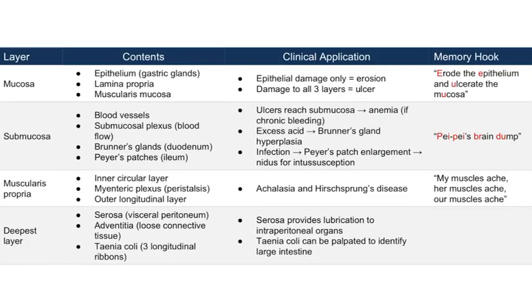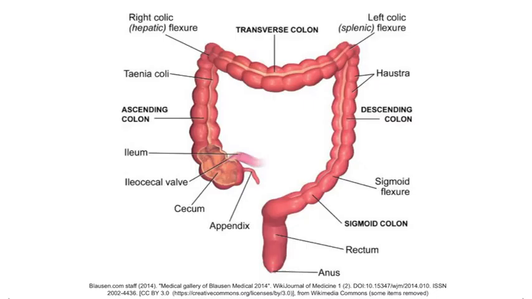The last item that we need to discuss on this table is the Taenia coli. This is made of 3 longitudinal ribbons that follow along the colon. And the Taenia coli can actually be palpated to identify the large intestine. So if you're looking at the colon, you can see the Taenia coli. Here's one ribbon you can see. Here's another ribbon you can see. And recall there are 3 of them.